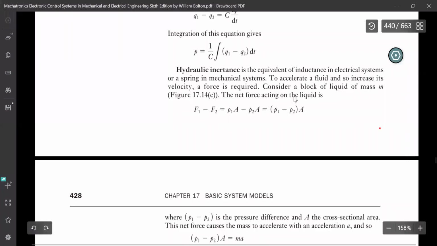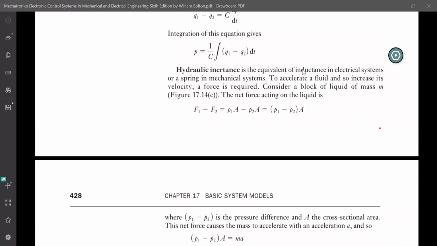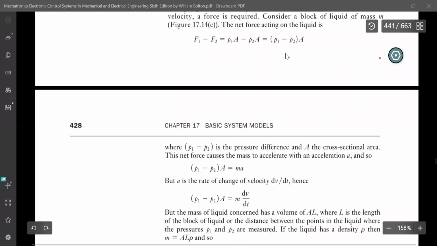So now, hydraulic inertance is equivalent to the spring in the mechanical system. To accelerate a fluid and so increase its velocity, a force is required. As simple as that. Consider a block of liquid of mass m. The net force acting on the liquid is F1 minus F2, which is equal to P1A minus P2A. It is equal to P1 minus P2 times A. So that's a simple formula.